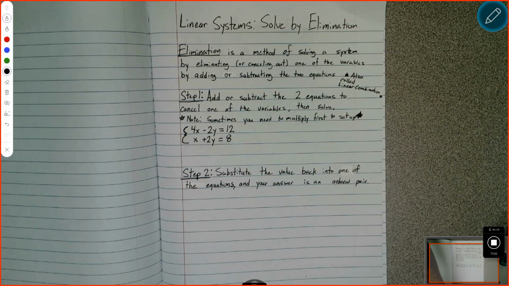You can technically, say for example, this was positive 2y also, and the other one was also positive 2y. You can technically subtract and then solve from there, but I recommend that if you're in this situation, instead, you just multiply everything by negative 1 to flip the signs, and then combine or add.